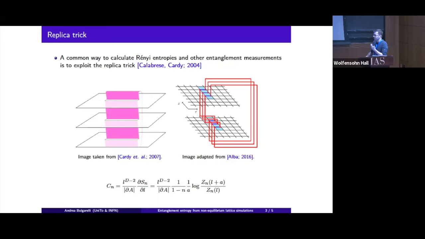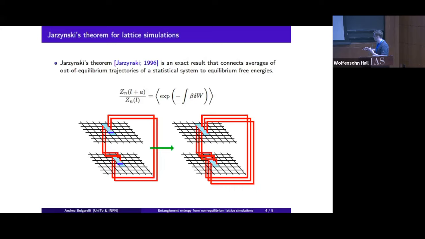In this geometry, we can define a quantity called the entropic C function, which is essentially related to the derivative of the Rényi entropy with respect to the size of the cut. It can be shown that this quantity contains all the universal relevant information encoded in Rényi entropies. And it's important to notice that this quantity can be expressed as a ratio of partition functions in the replica space. Basically, the ratio of the partition function between the cut with a given length and the cut increased by one lattice spacing. This is a quantity that we can compute on the lattice, and we computed it by means of an algorithm based on Jarzynski's theorem, coming from non-equilibrium statistical mechanics.